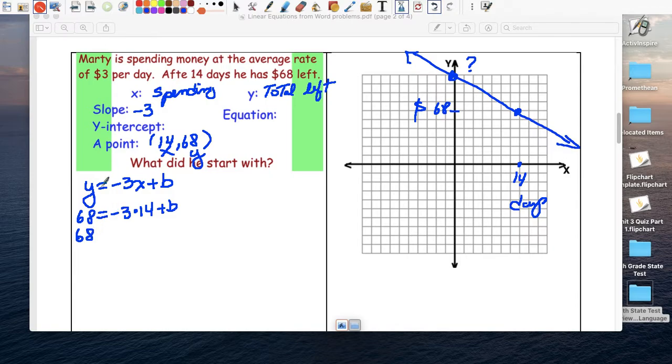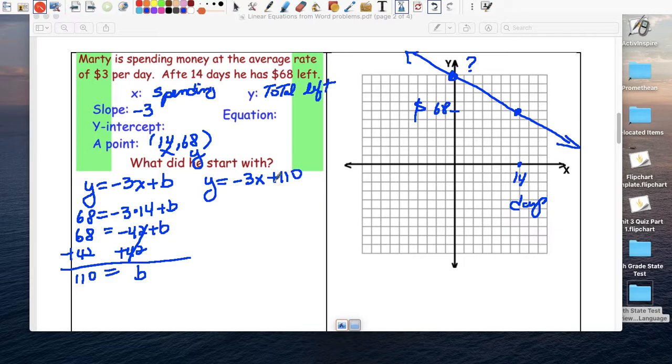68 equals -3 times 14 is -42 plus b. I'm going to add 42 to both sides. And then these two go away, and I'm left with b equals 68 plus 42, which is 110. So now I can come up with my complete equation. I get y equals -3x plus 110. And I can graph this.